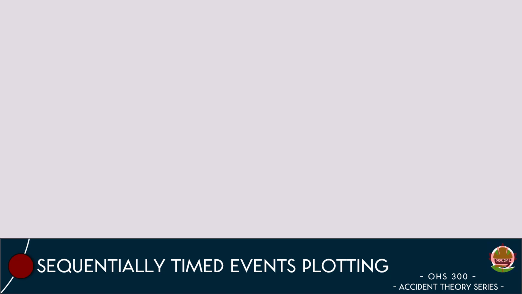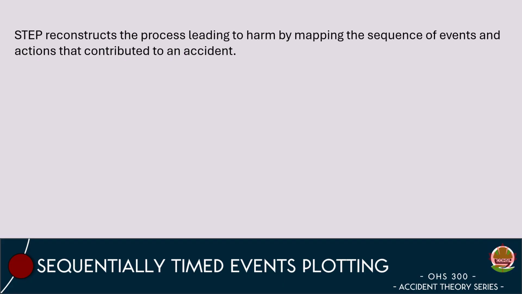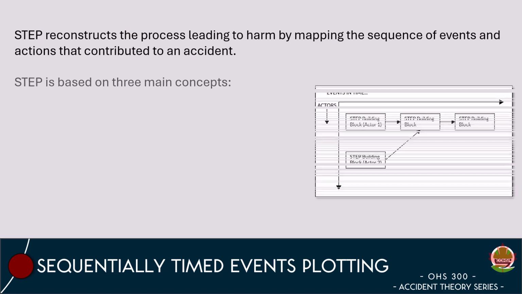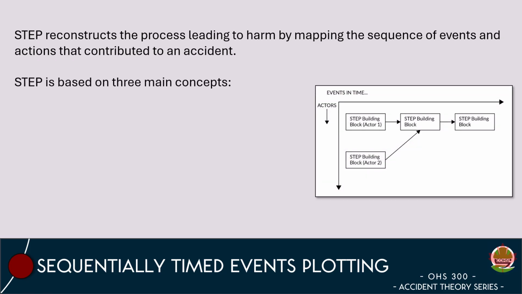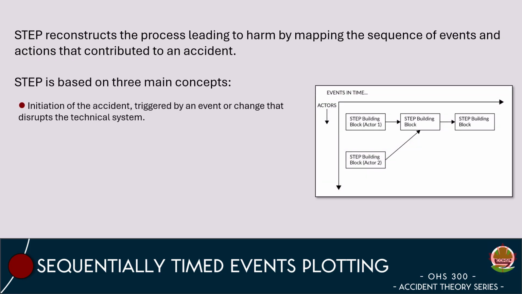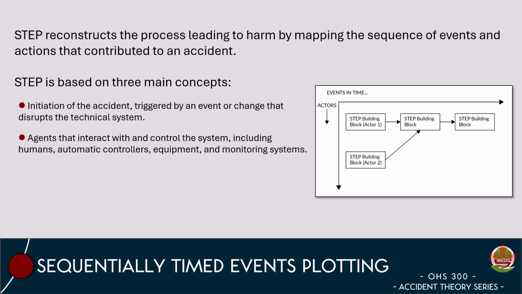The sequentially timed events plotting, STEP, technique introduced by Hendrick and Benner in 1987 reconstructs the process leading to harm by mapping the sequence of events and actions that contributed to the accident. STEP is based on 3 main concepts: the initiation of the accident, triggered by an event or change that disrupts the technical system, the agents responsible for interacting with and controlling the system, such as humans, automatic controllers, equipment, and monitoring systems, and the elementary event building blocks that represent specific actions or occurrences.